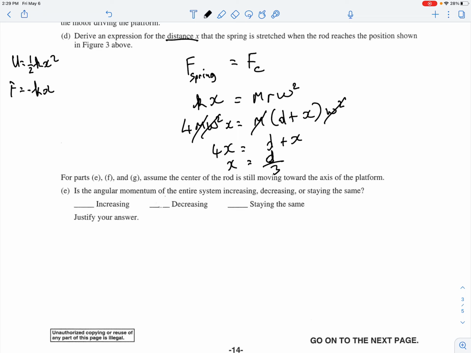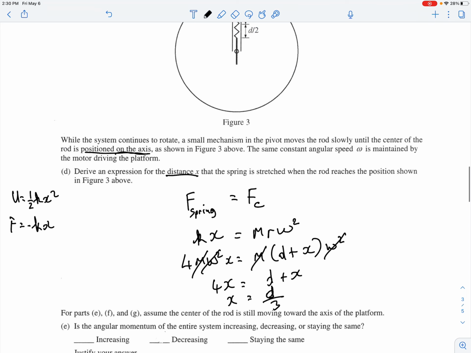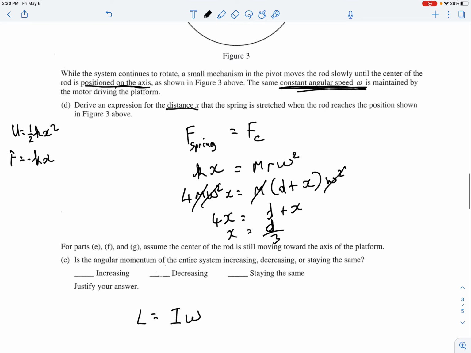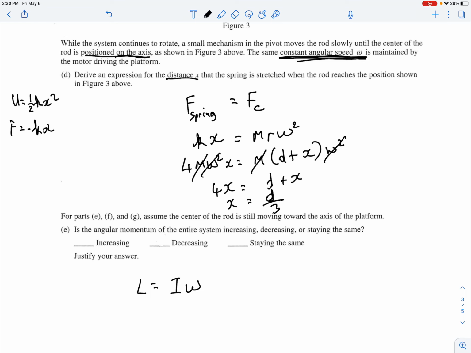That's a good question. What is the angular momentum? The angular momentum would be L equals I omega. You have to remember that they did say the speed is kept constant. So you've got to underline things and remember. The angular speed is constant. If this is constant, and this is constant, is the I staying constant? No, the I cannot be staying constant.